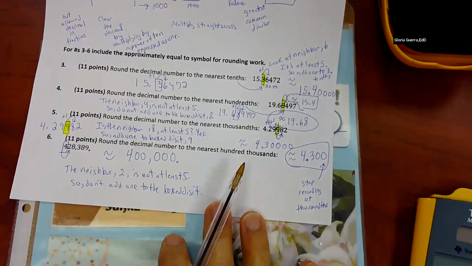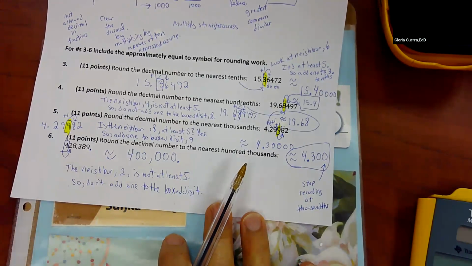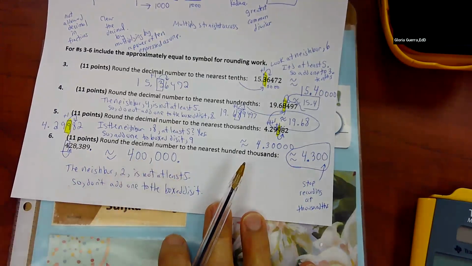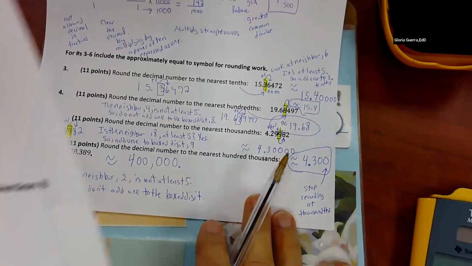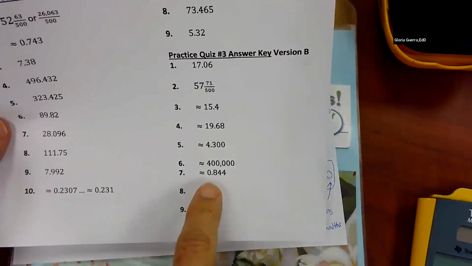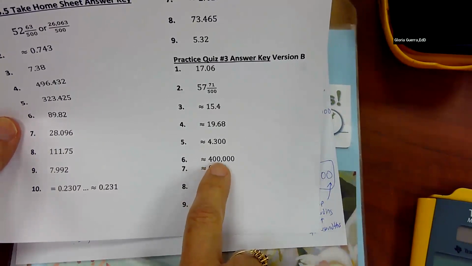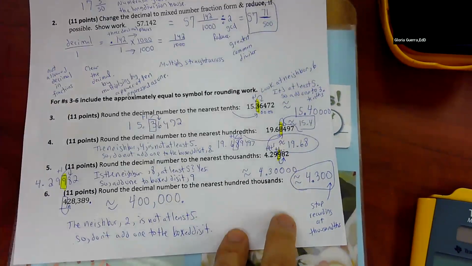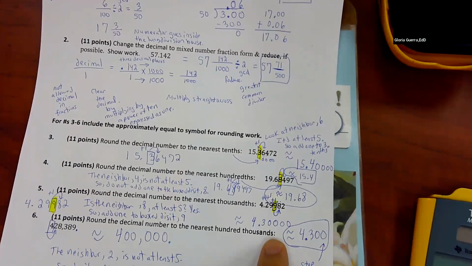And 428,389, you want to say it rounds to about 400,000. You wouldn't be able to say it rounds to 4, right? If you leave those off. You don't want to leave those zeros off. Okay. And if I look at my answer key number 6, there's 400,000 approximately. Approximately equal to 400,000. Okay, so just be careful with that.